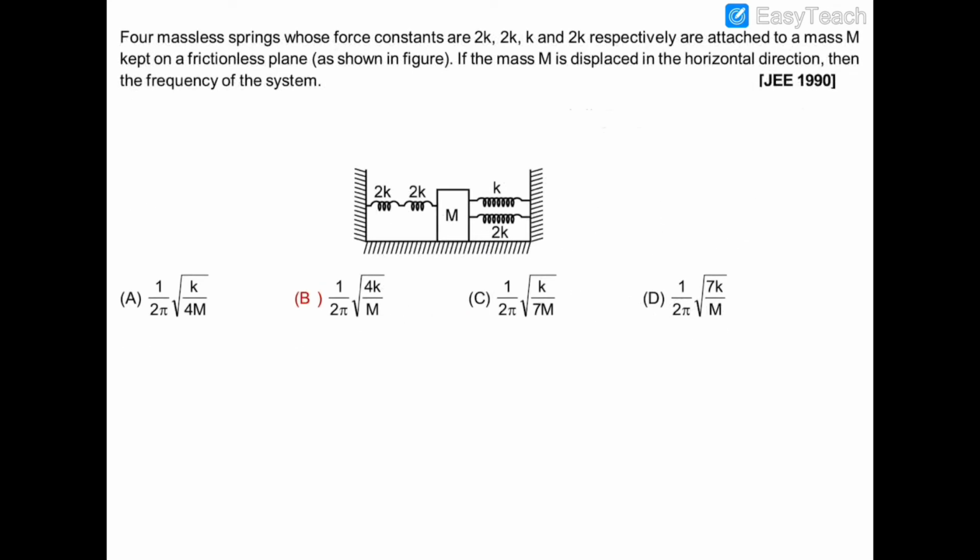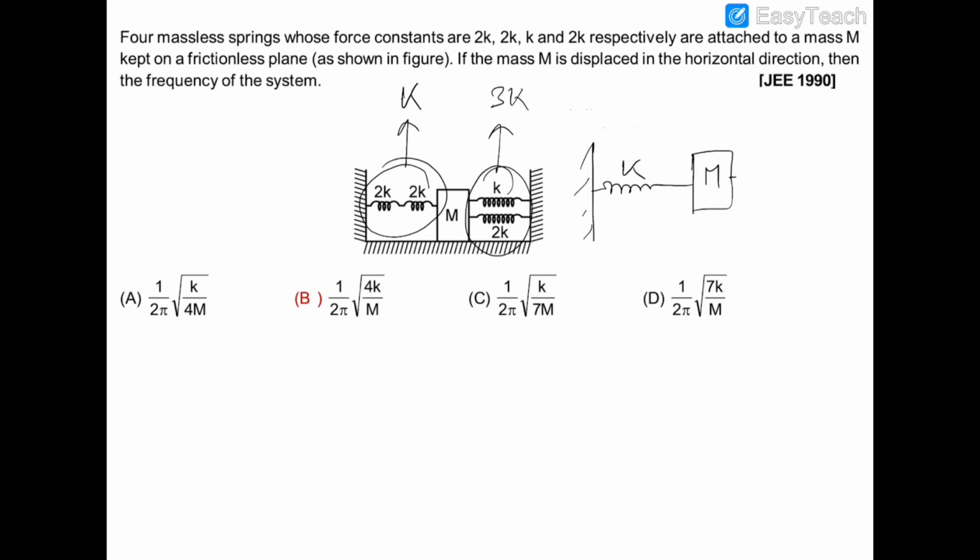In this question, there are 4 springs which are connected to this mass as shown in the figure, and we have to find out the frequency of oscillation of this system. So let us first of all find out the equivalent K. We can see that these 2 springs are in series, so their equivalent K is K, and these 2 springs are in parallel, so their equivalent K is 3K. And if we draw the final diagram, this is K, this is mass M, and this is 3K.